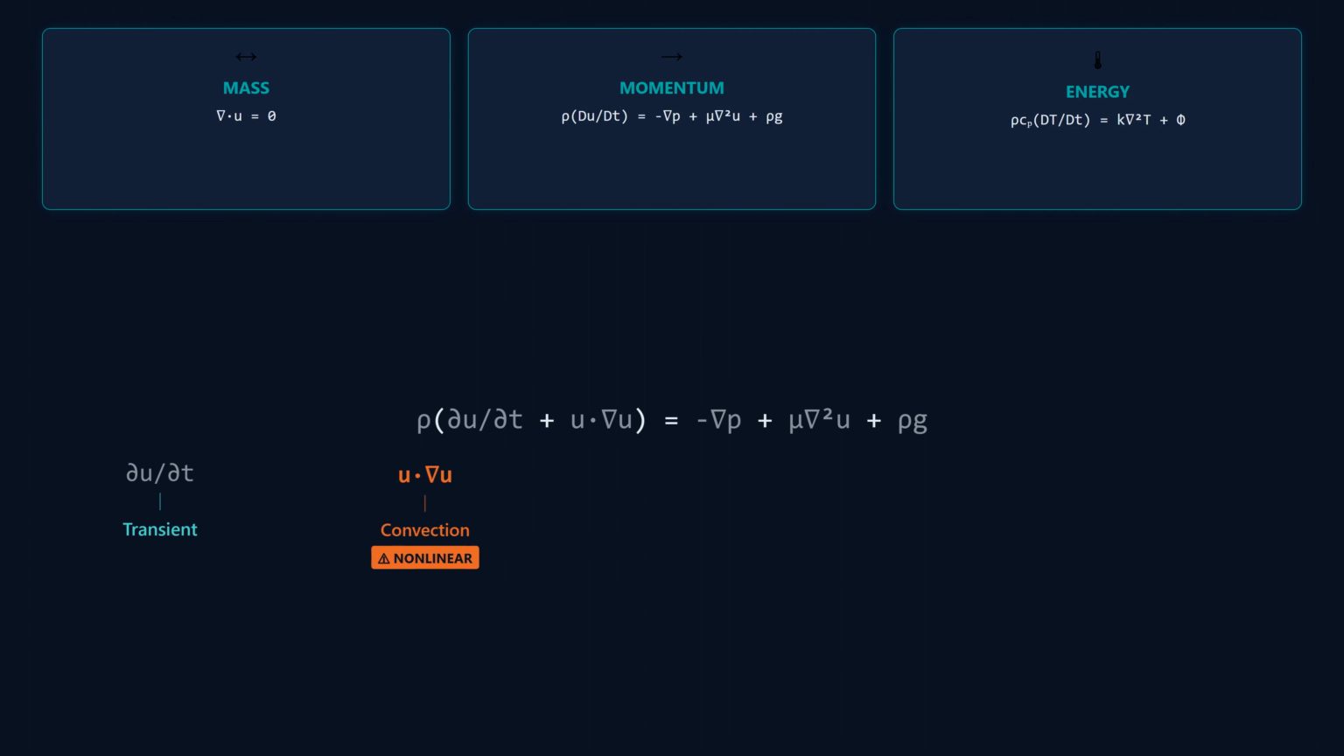The transient term tracks how velocity changes over time. The convection term captures momentum carried by the flow itself. And this is the nonlinear term that makes the whole system so difficult. The pressure gradient drives flow from high to low pressure. The viscous term represents internal friction, and body forces account for gravity. That convection term is what makes turbulence chaotic and impossible to solve analytically for real engineering problems.